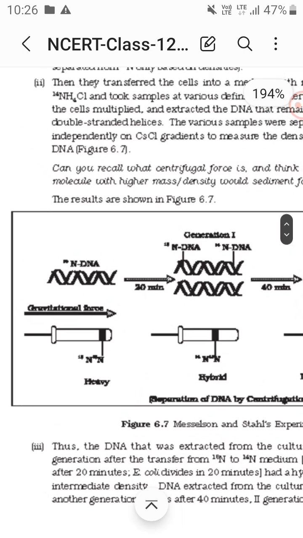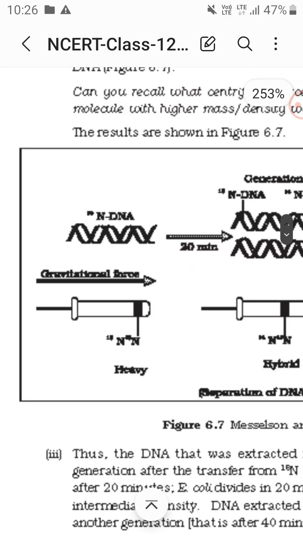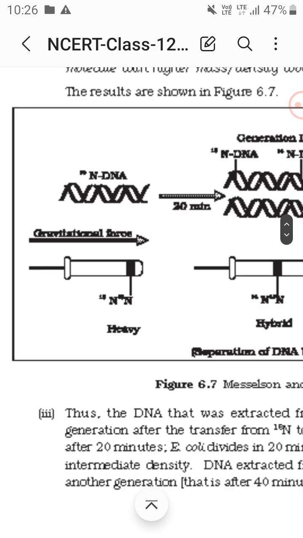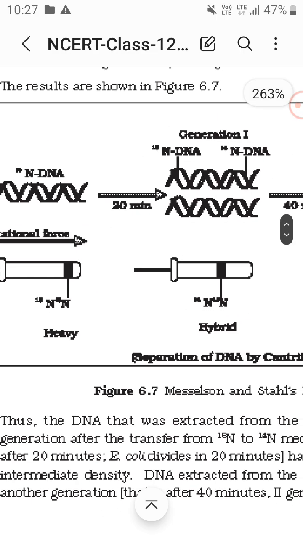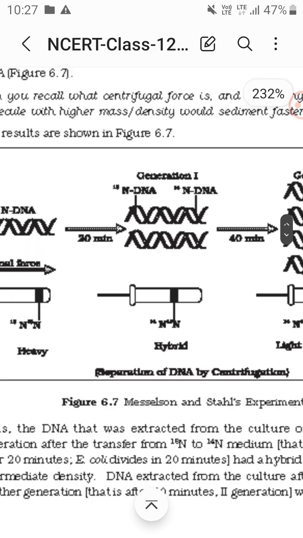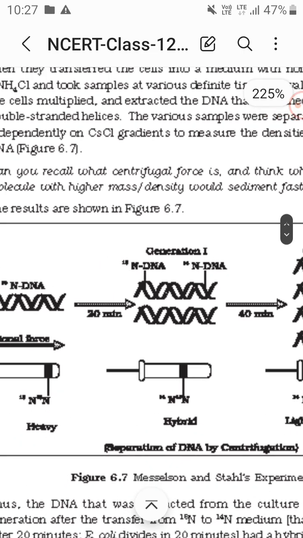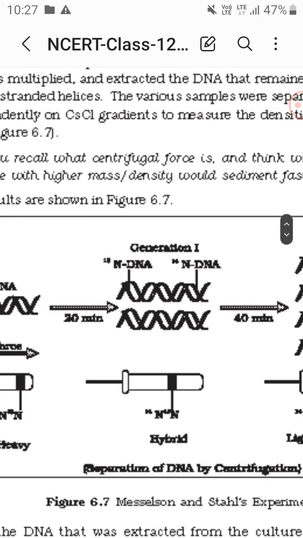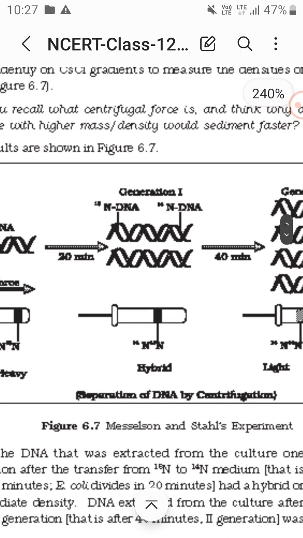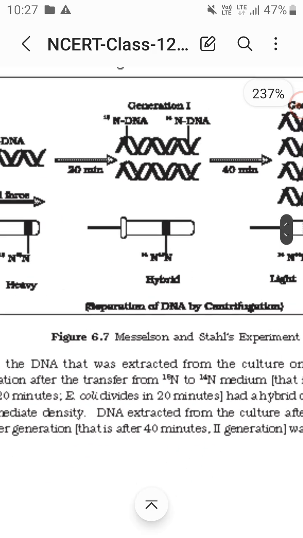Now you see in the first diagram it is N15 N15 DNA, heavy by gravitational force. Now after 20 minutes, in the medium of N14, that is the light one, and N15 heavy DNA, there is generation 1 after 20 minutes. So this is a kind of hybrid formation.